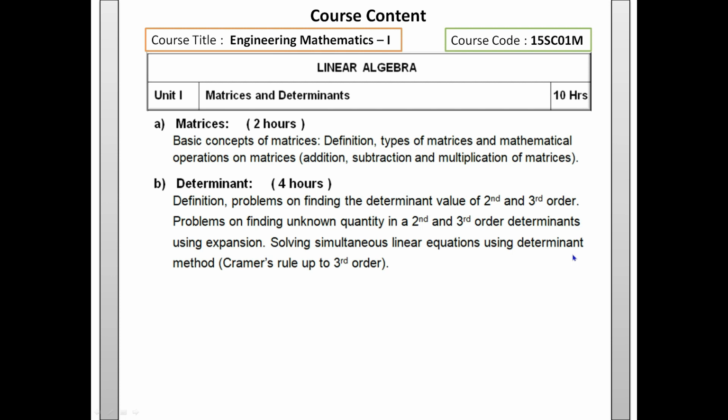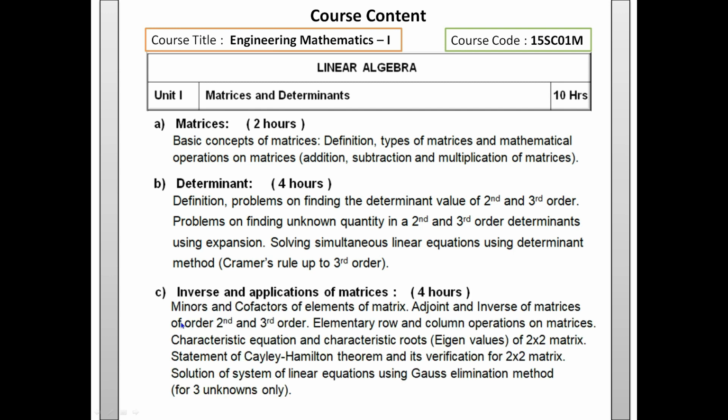Then we have solving simultaneous equations using determinant method, or it is also called Cramer's rule. Next, we have inverse and applications of matrices. We begin with the definition of minors and cofactors. With the help of this one, we find adjoint and inverse of matrix.